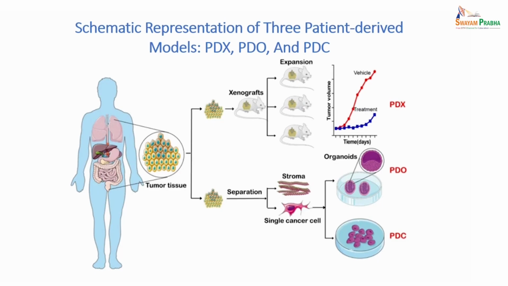Upon treatment, compared to the vehicle control in the absence of a drug, how the tumor volume increases, and how the tumor volume decreases upon treatment, is clearly shown here. Similarly, in the organoids or with the single cancer cells, that is your patient-derived cells, the effect of these drugs can be very well studied.